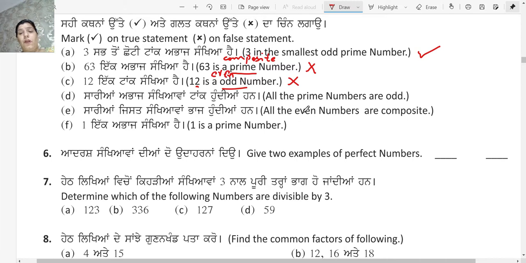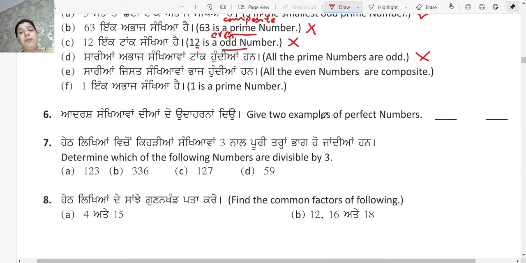Next question. All the prime numbers are odd. Students, the first prime number is 2, which is even. So this is again a false statement. So all prime numbers are not odd. All prime numbers except 2 are odd. 2 को छोड़ के बाकी सारे prime numbers odd हैं.